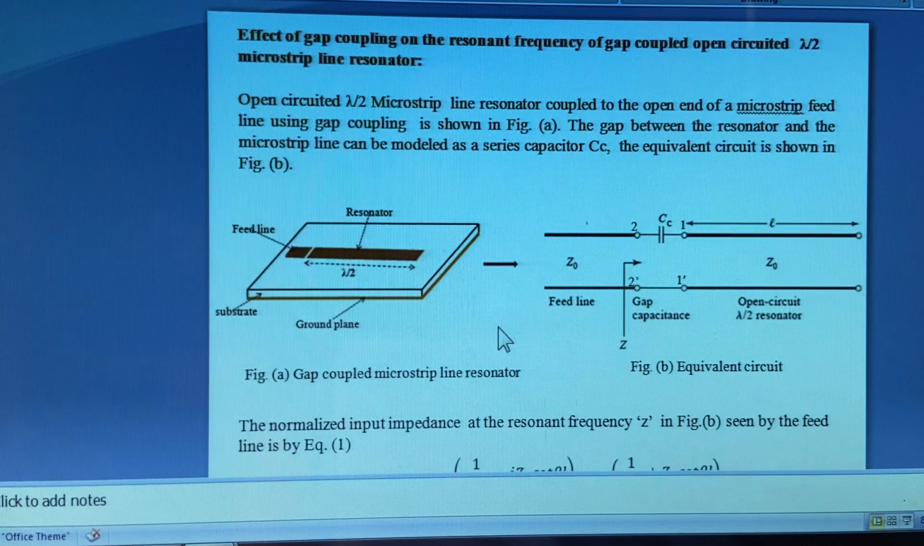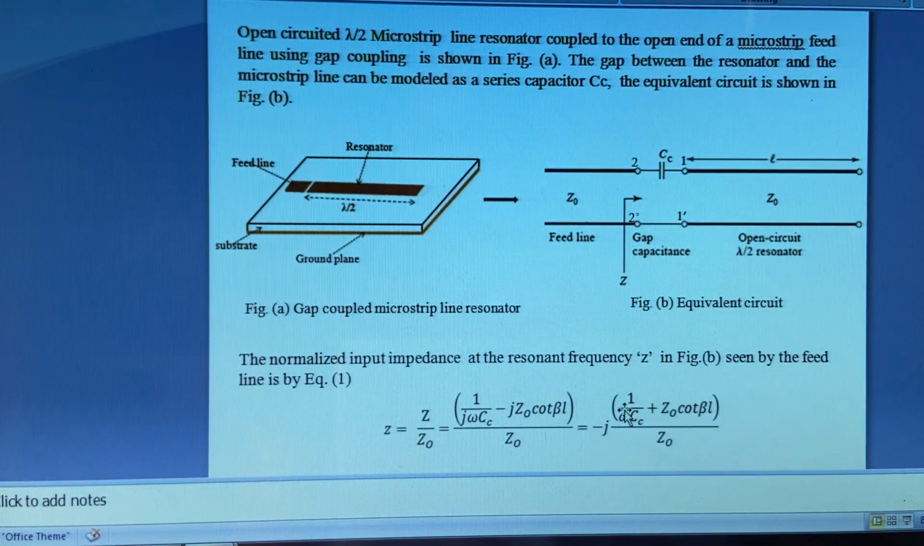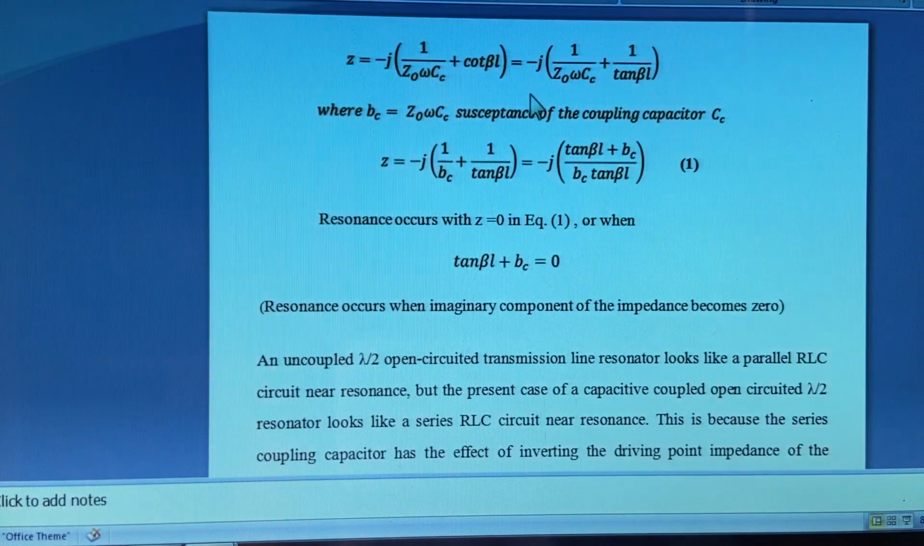And if you take a minus j outside in this equation, and write 1 by cot as 1 by tan beta L, you will have this equation. Here BC can be written as Z0 omega Cc. This is the susceptance of the coupling capacitor Cc. So we can replace this as BC. You can write like this. So this is the equation. Now rewriting this, you will have this equation 1.